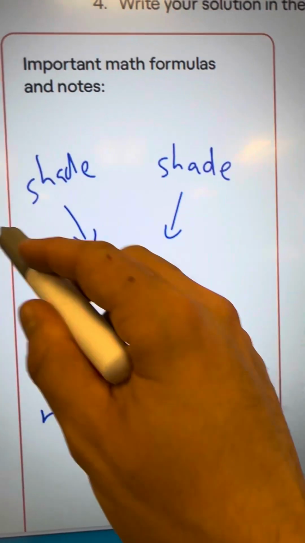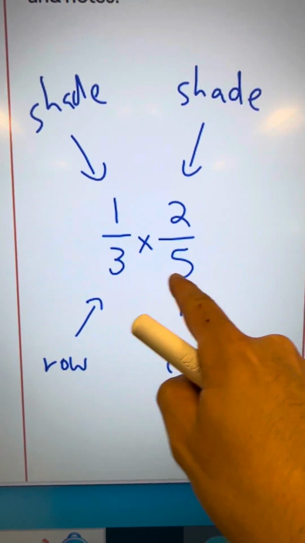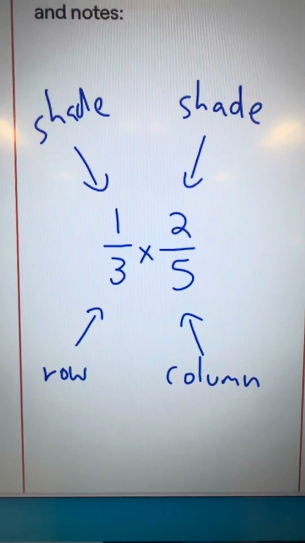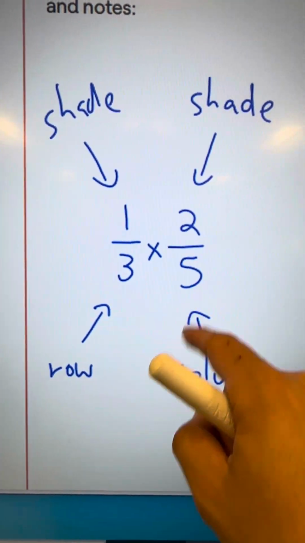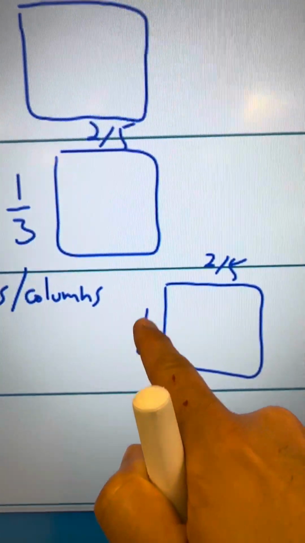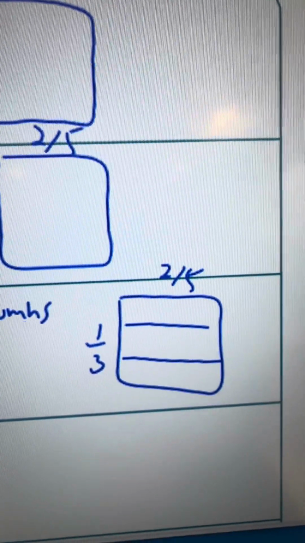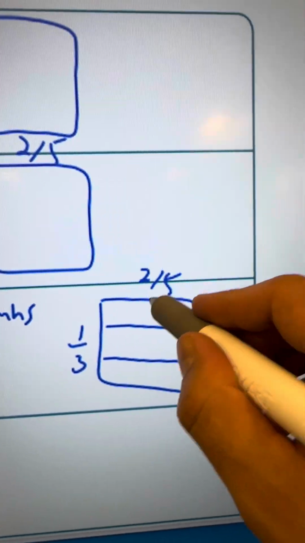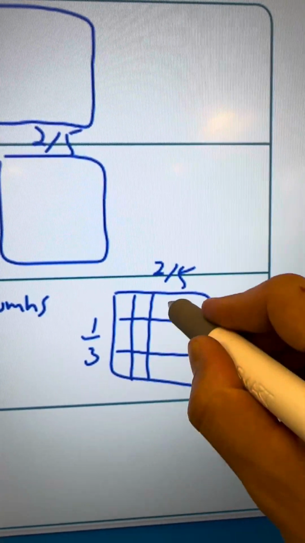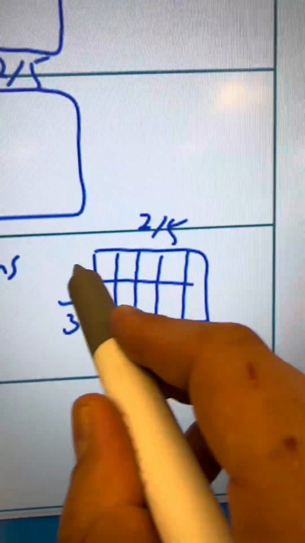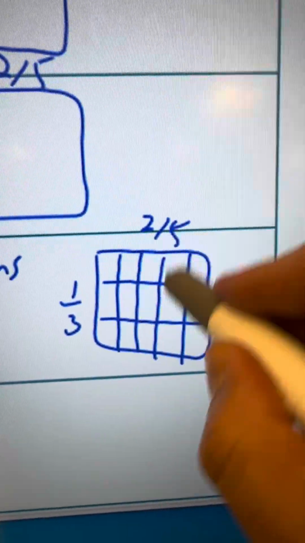And if you look at what I put over here on the side, the bottom two numbers are going to tell you how many rows and how many columns you're going to draw. So in this case, I'm going to do 3 rows and 5 columns. And since I put my 1/3 here, I know that my 3 rows is going to be across this way. And since I have my 2/5 here, I know I'm going to split this up into 5 sections going this way. So this is a 3 by 5 grid, 3 across and 5 down.